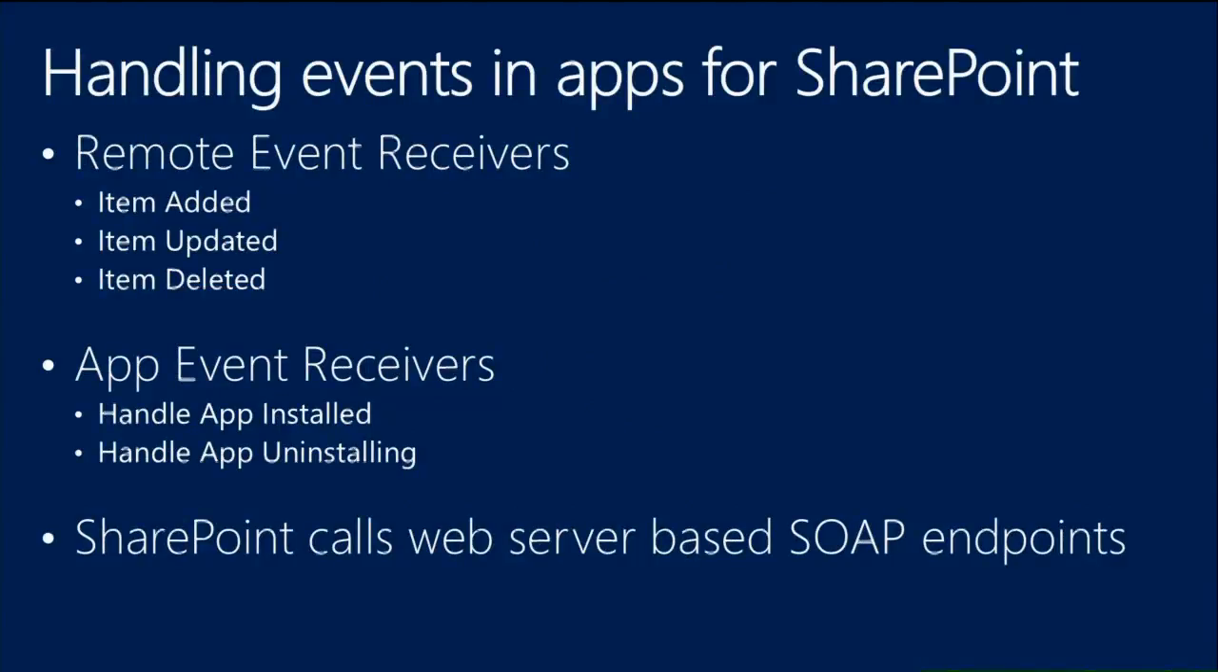One of the key functionalities that I talked a little bit about earlier was this idea of an event receiver. And that's specific to the cloud apps, being able to have custom code that runs when these events happen. There's these two types. One is the remote event receivers, which happen whenever you make changes or add, update, or delete items. And then there's app events, which happen when an app is installed, uninstalled, or upgraded. And upgraded is missing from this list.